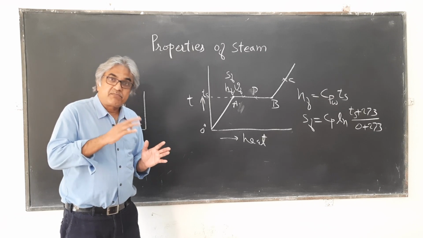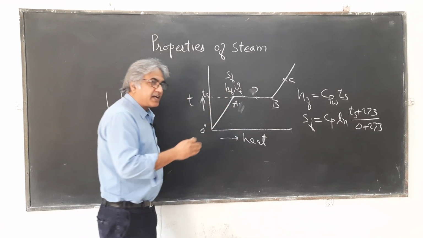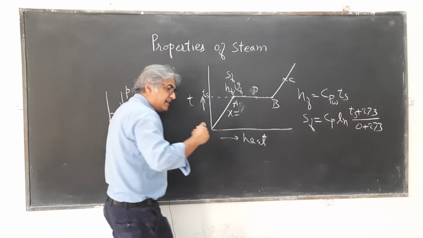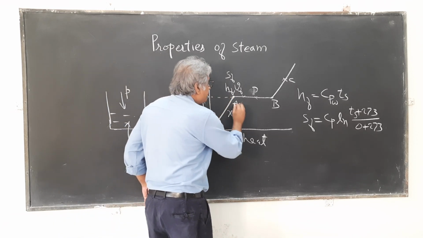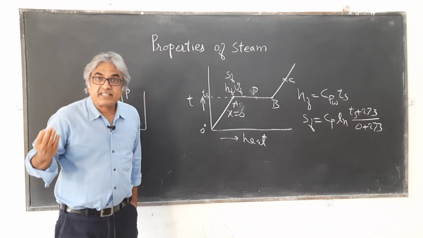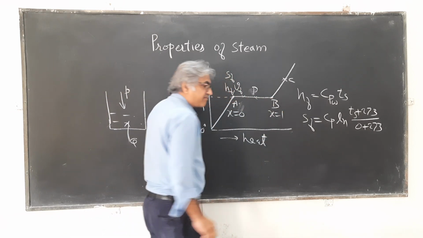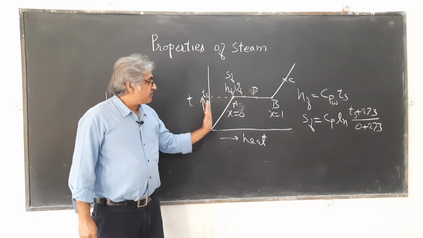Wet steam means dry steam plus water particles. Let's say that the dryness fraction is denoted by x, and x is a fraction. That means the value of x is 0 at point A because there is no dry steam. The value of x at point B is 1, and in between it varies from 0 to 1.